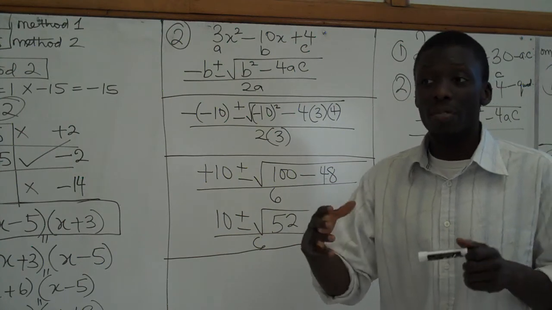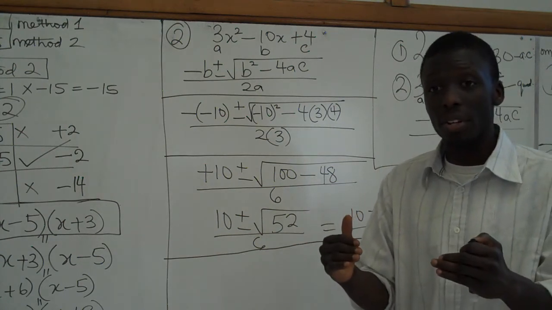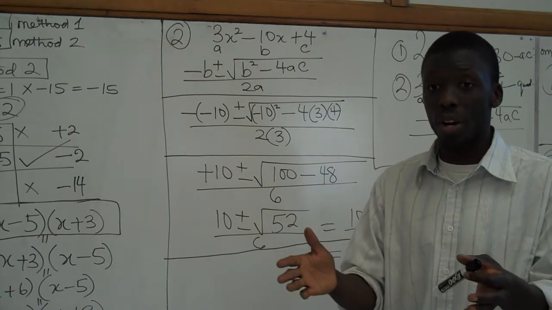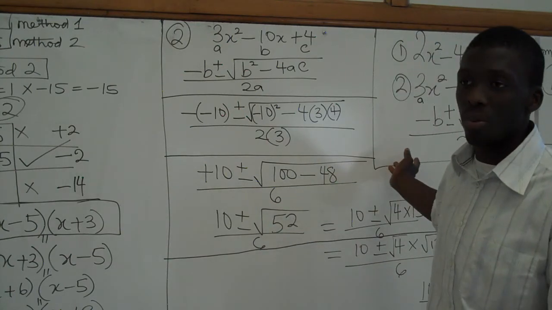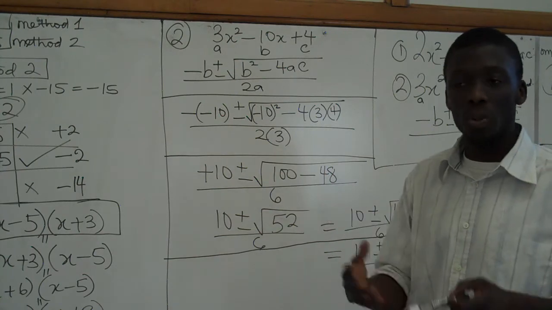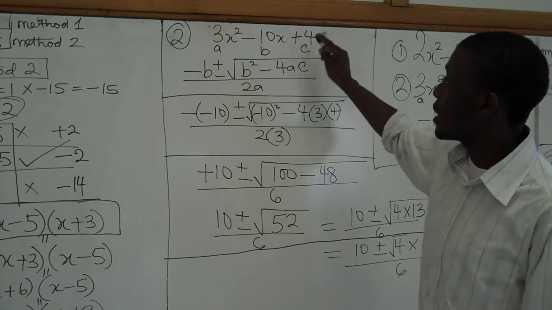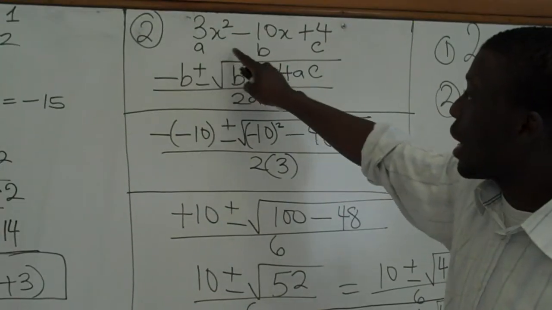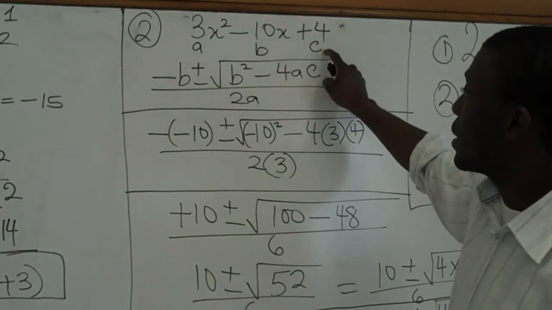At that point, if I give you a question and you try the AC method and you don't find two numbers, go ahead and use the quadratic formula. It will work. Except you get a negative square root, of course. And in pre-calc, you experience questions like that. So this is the question, 3x squared minus 10x plus 4. Our A is 3, our B is minus 10, and our C is plus 4.